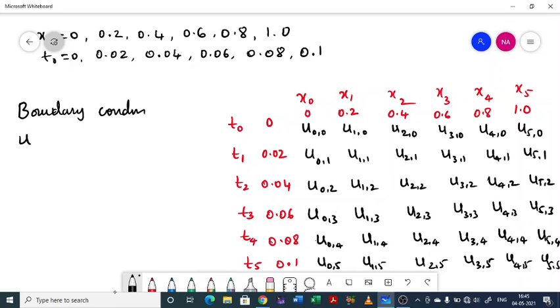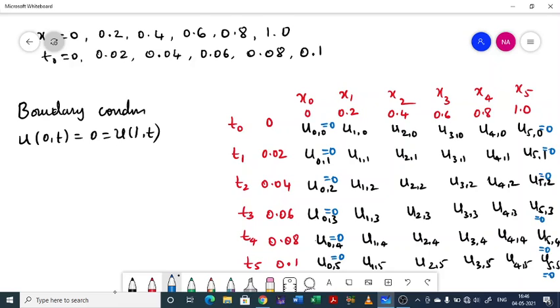It is given that u of 0, t equal to 0 equal to u of 1, t. As usual, these values are 0, 0, 0, 0, 0, 0, 0. That is 0, 0, this one 0, 0, 0, 0. Okay. Next, initial condition.